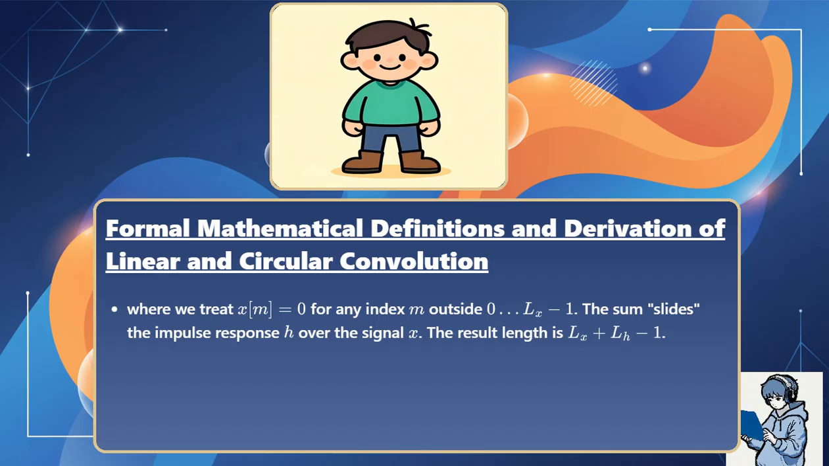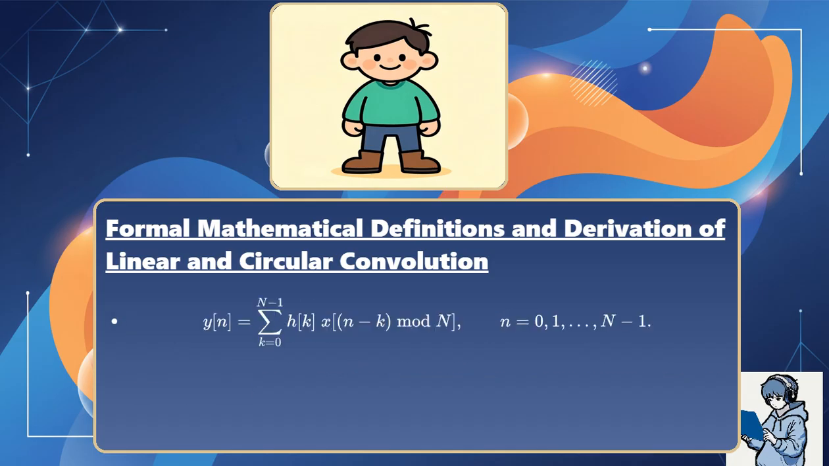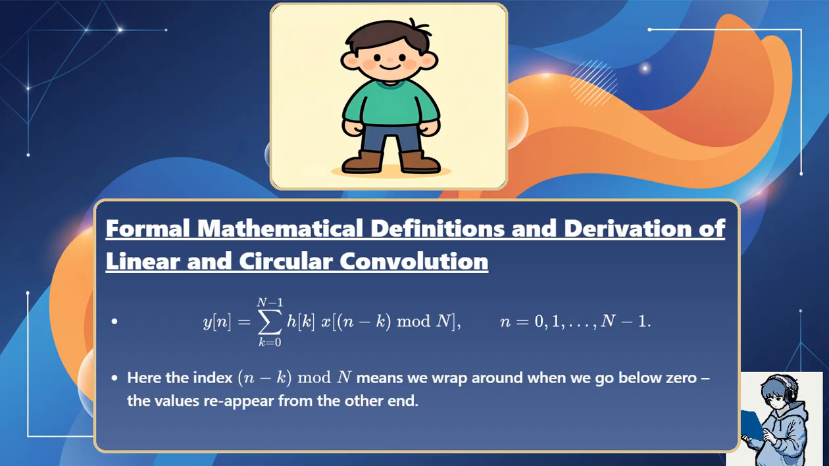The sum slides the impulse response h over the signal x. The result length is L sub x plus L sub h minus 1. Circular convolution assumes the sequences are periodic with a common period, and the definition is y of n equals the sum from k equals 0 to N minus 1 of h of k times x of n minus k modulo N, for n equals 0, 1, up to N minus 1. Here the index n minus k modulo N means we wrap around when we go below 0. The values reappear from the other end.